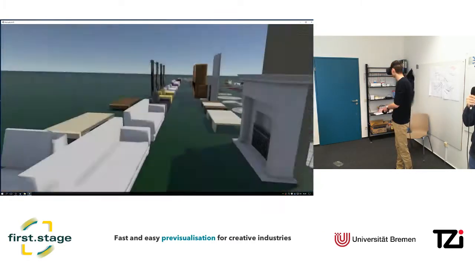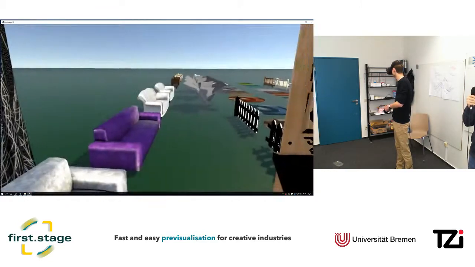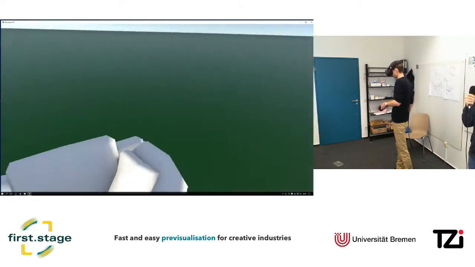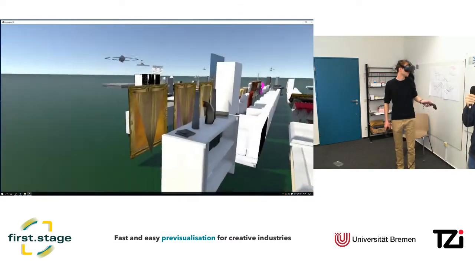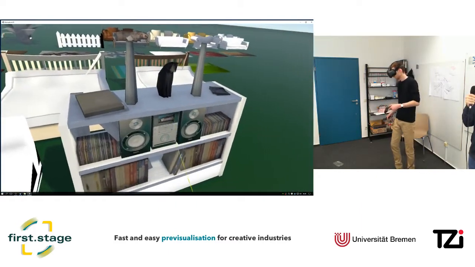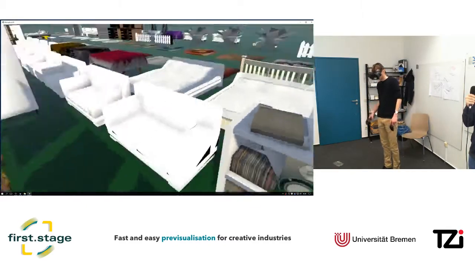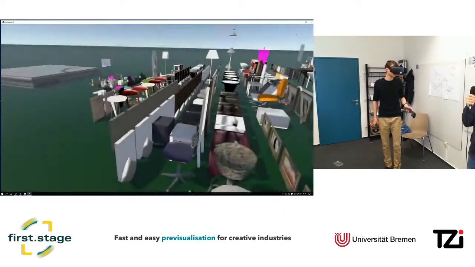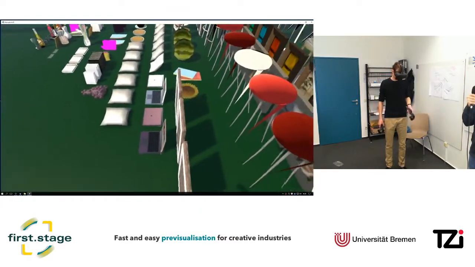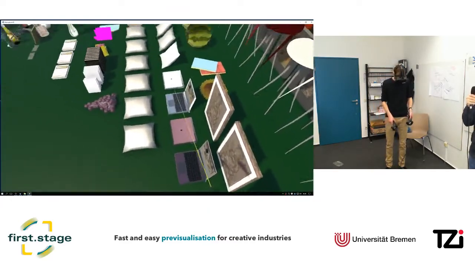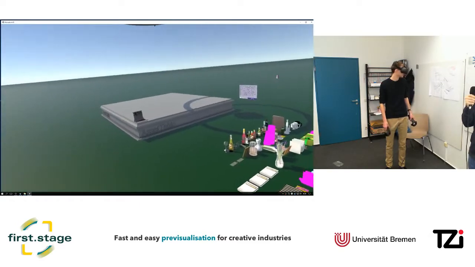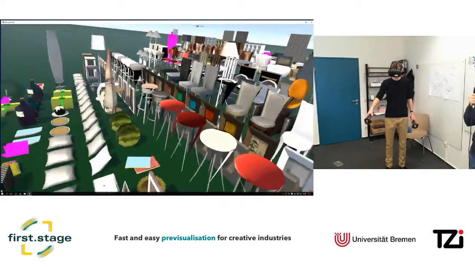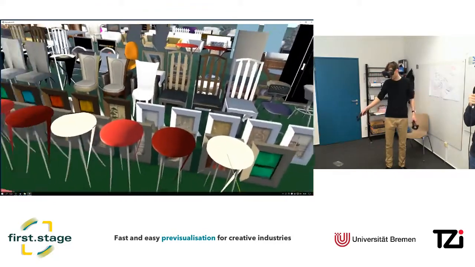So if you have no idea what the asset database looks like, you can go into this virtual warehouse and walk around a little bit to get an overview of what's all included. You could imagine having a virtual shopping cart, something like that. Pick items, place them somewhere, and then import them to the scene you would like to edit.